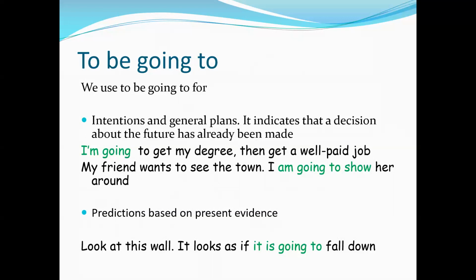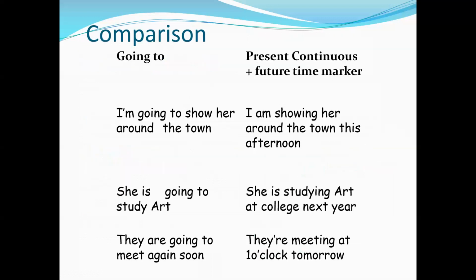We use to be going to when we speak about prediction based on present evidence. Look at this wall. It looks as if it's going to fall down. Let's compare going to and present continuous with future time marker. I'm going to show you around the town. So it's your plan. I'm showing you around the town this afternoon. You have made an appointment and arranged the meeting.